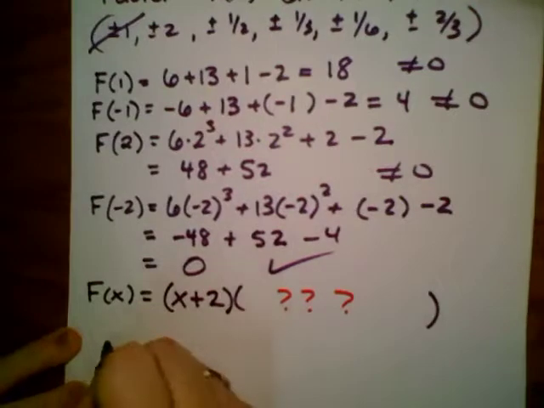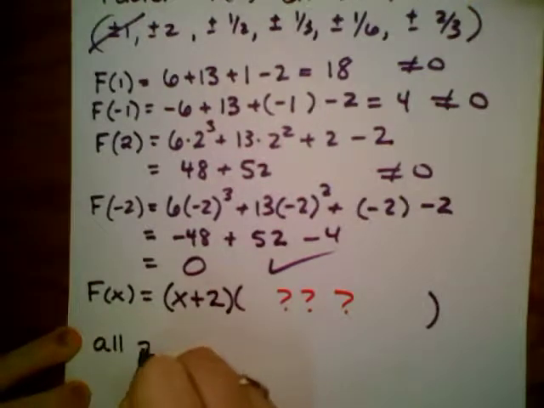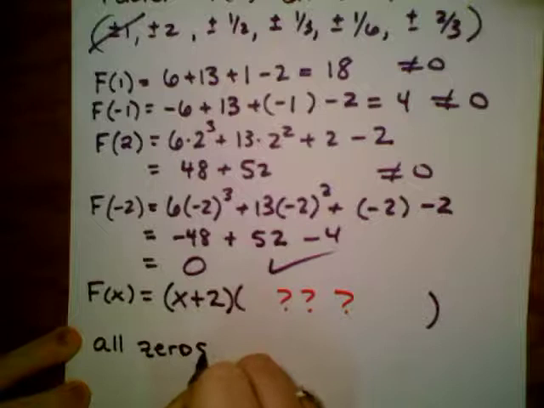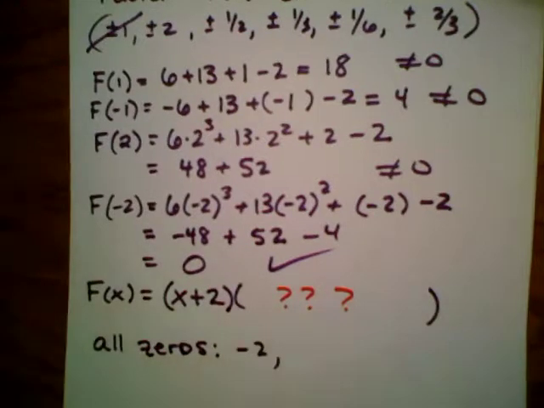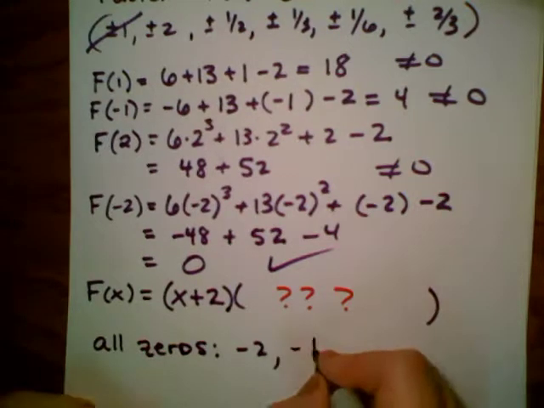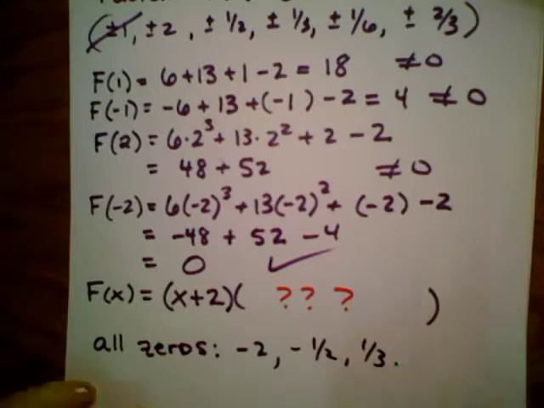But all the zeros, just so you can check this on your own, not only was negative 2 a 0, but if I look over at my answers, it looks like negative 1/2 and positive 1/3 would have been zeros as well. Okay, good luck with your factoring.